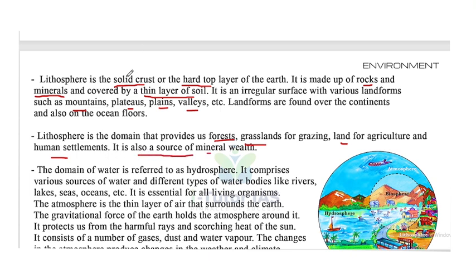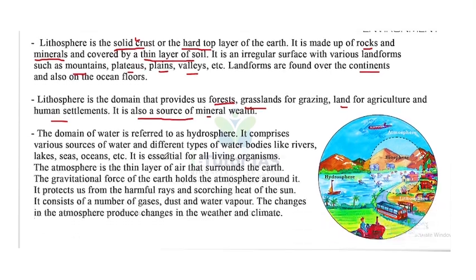What are the main points? The lithosphere is the solid crust or the hard top layer of the Earth, and it is made up of rocks and minerals, covered by a thin layer of soil. What is its specialty? It is irregular and contains various landforms such as mountains, plateaus, plains, valleys. They can be seen in oceans as well as continents. They also provide us forests, grassland for grazing, land for agriculture, and human settlements. And it is also a source of mineral wealth.